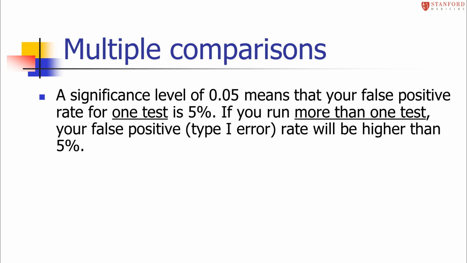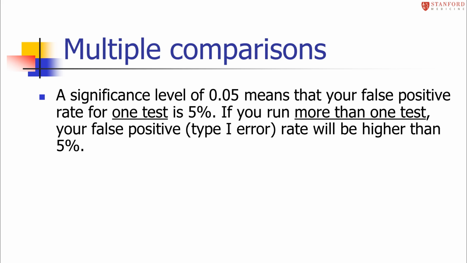Remember, if we set a significance level of 0.05, we're allowing a false positive rate for one test of 5%. That's for one test, though. If you run more than one test, every test has a false positive chance of 5%. If there's nothing going on in your data, if there are no effects, your chance of getting a false positive, if you set the significance level of 0.05, is 5%, 1 in 20.